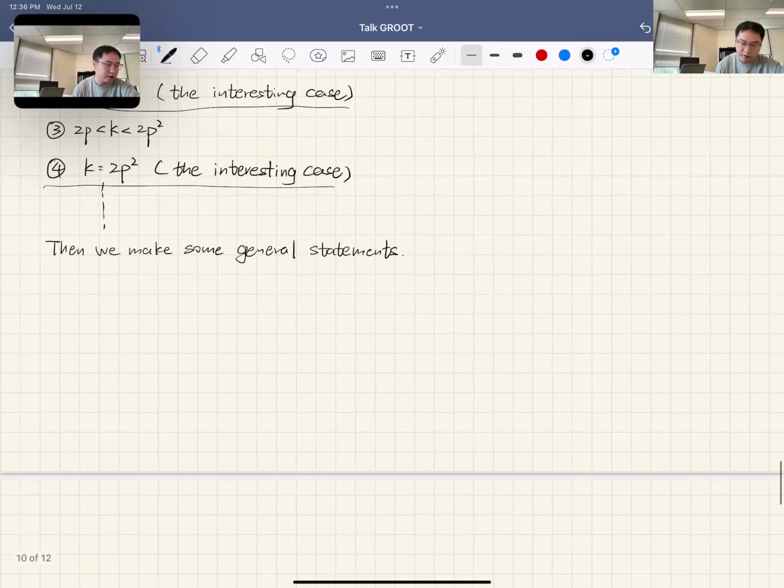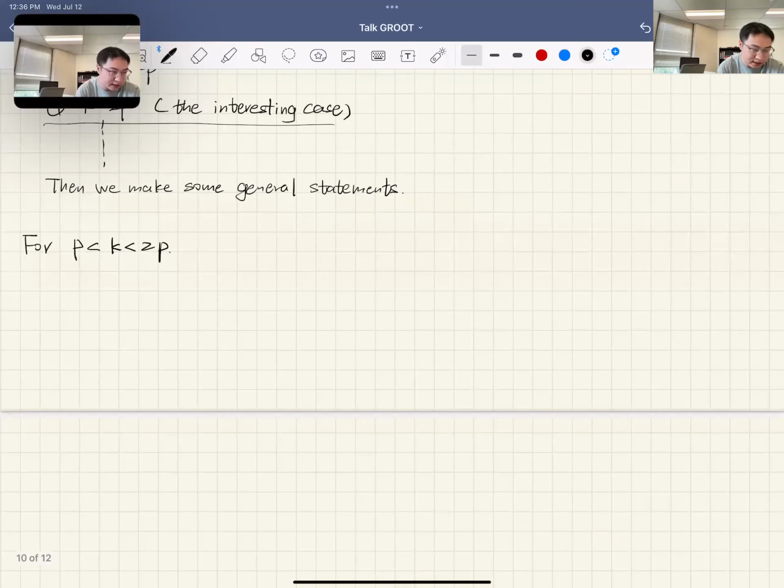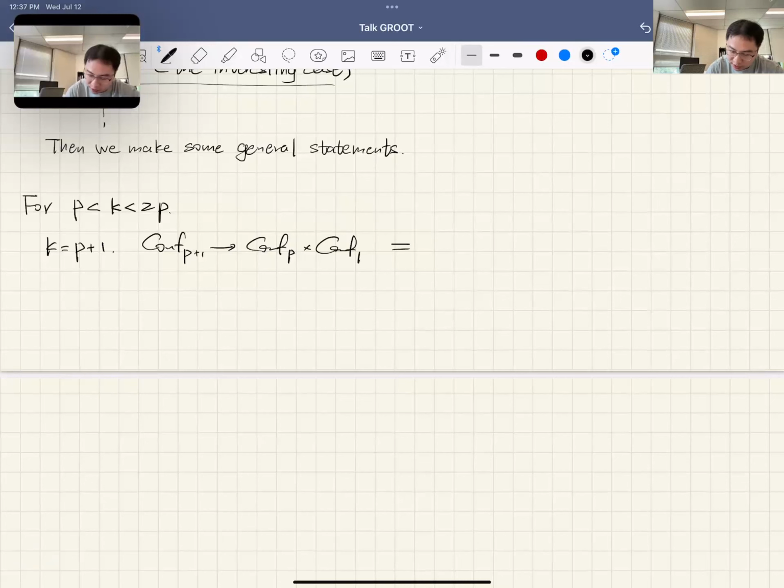Okay, so for k greater than p and less than 2p, this divides into two smaller cases. When k is equal to p plus 1, we can use a map out by saying that, okay, comp p plus 1 to comp p. By observing the map between those two spectral sequences, we can actually compute that there is nothing new for this case. So H star BP is actually isomorphic to H star BP plus 1.